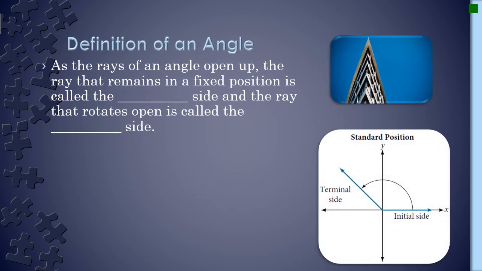As the rays of an angle open up, as we can see in the picture to the right of the architecture of this building, the ray that remains in a fixed position is called the initial side. And then the ray that rotates open is called the terminal side.